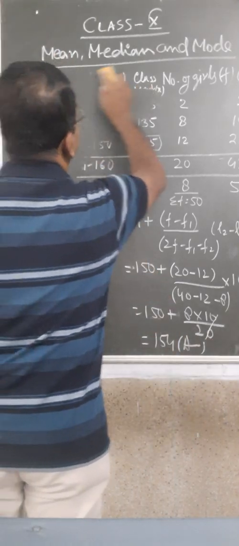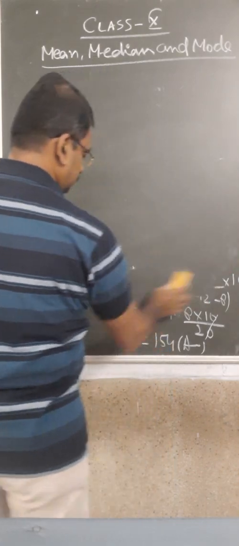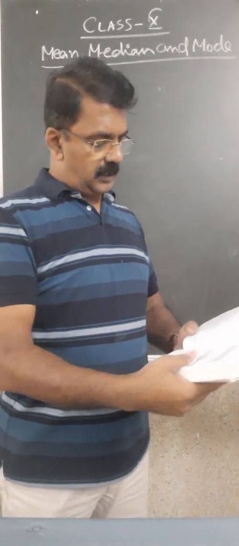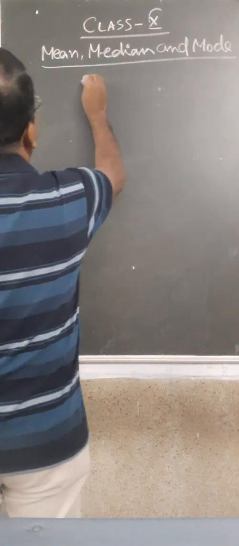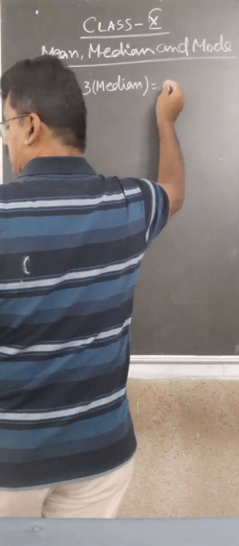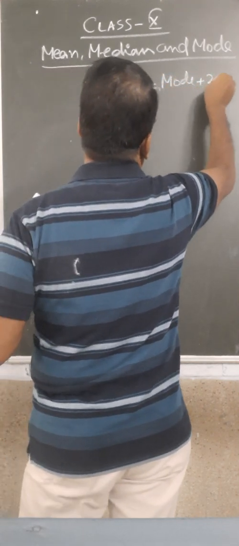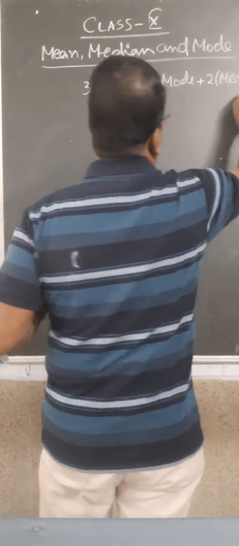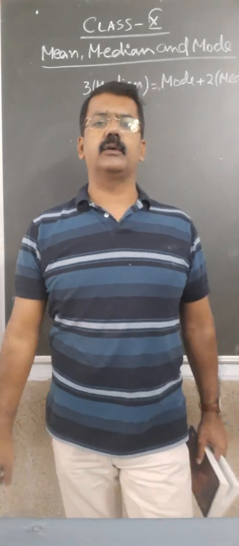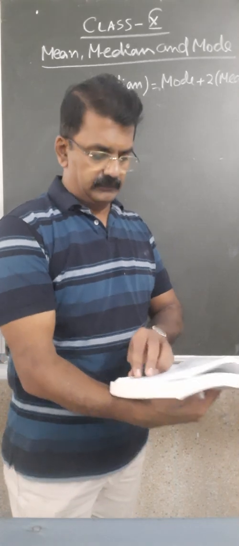Now, there is a formula: 3 times median is equal to mode plus 2 times mean. So in a distribution, if out of the 3, mean, median and mode, they have given 2, you can find out the third using this formula. 3 times median is equal to mode plus 2 times mean.